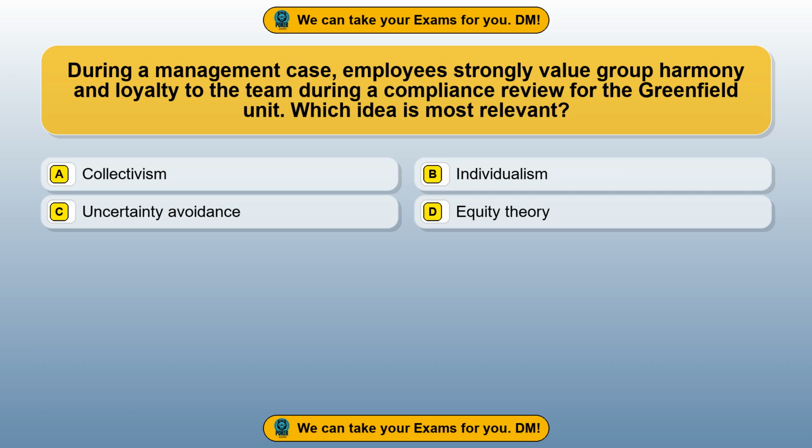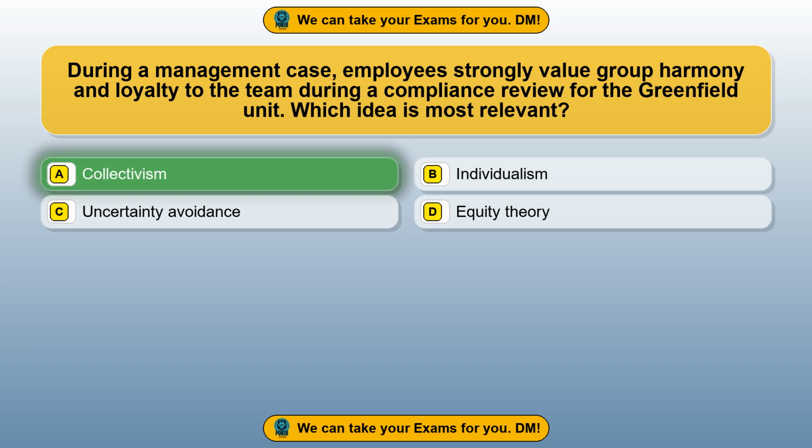Question 21. During a management case, employees strongly value group harmony and loyalty to the team during a compliance review for the Greenfield unit. Which idea is most relevant? Option A, collectivism. Option B, individualism. Option C, uncertainty avoidance. Option D, equity theory. The correct answer is option A, collectivism.